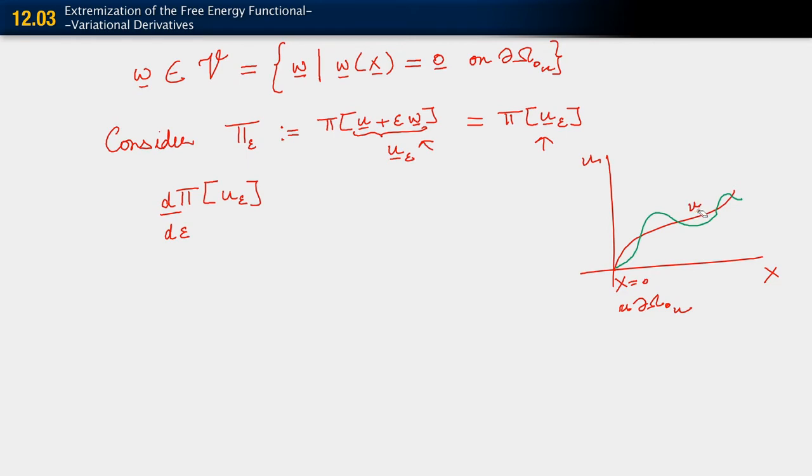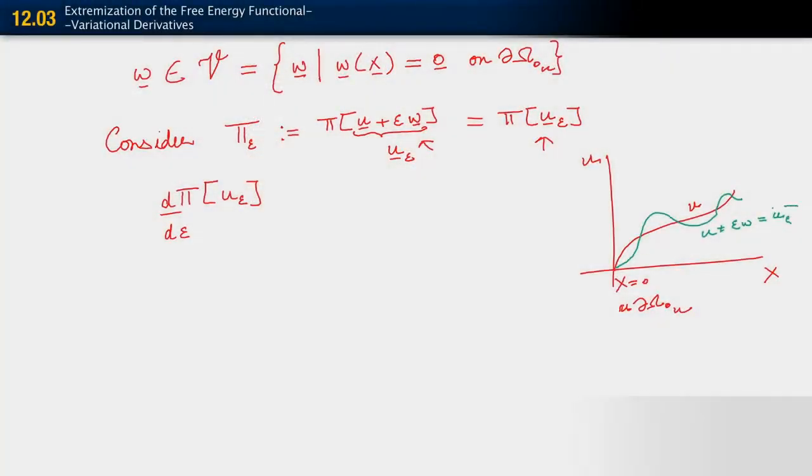Sorry, we're all in 1D, so it's a scalar, right? That is u, and the varied function is u plus epsilon w, which is u sub epsilon, right? Okay, observe that that also satisfies my displacement boundary condition, right? So w indeed is equal to 0 at x equals 0, which is my displacement boundary.